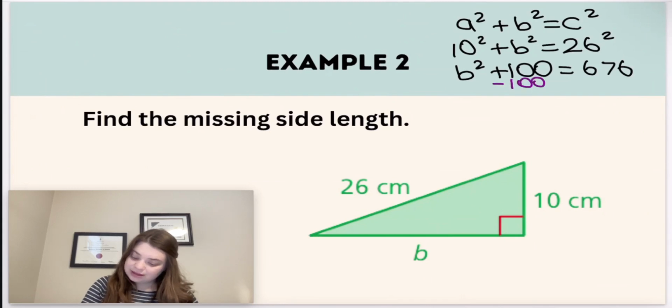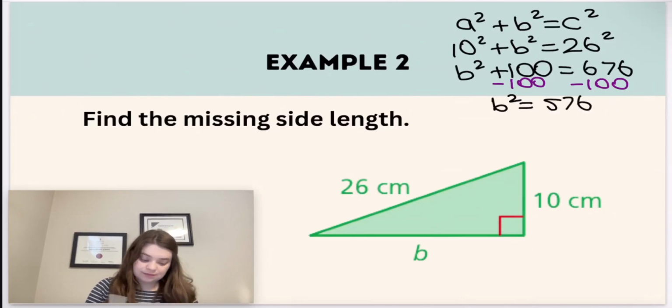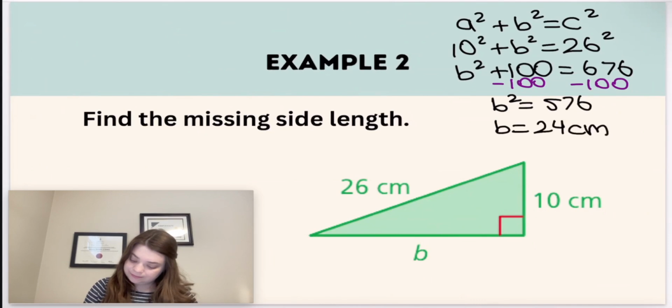Then if I subtract 100 from both sides, I get that b squared is equal to 576. And then when I take the square root of 576, and you can use a calculator for this, feel free, we get 24, that b is equal to 24 centimeters. And so there we go.